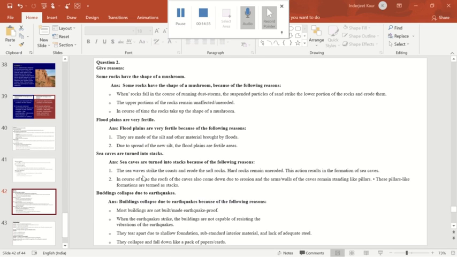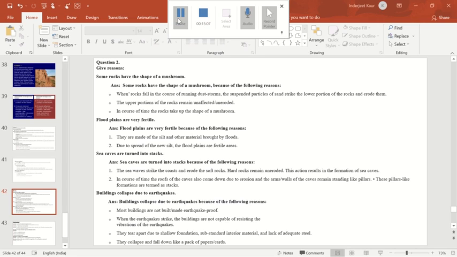These pillars are termed as stakes. Next reason which we have to tell, buildings collapse due to earthquakes. Now, this is very important. Why do buildings collapse whenever there is a huge earthquake? When the earthquake is very severe, the buildings collapse. So, what is the reason behind that?